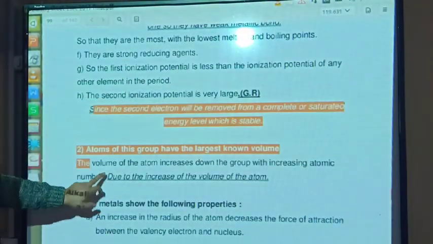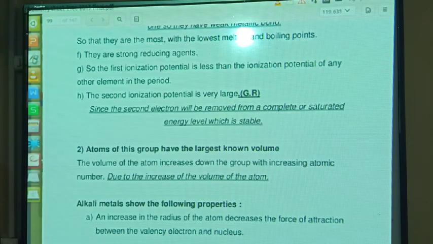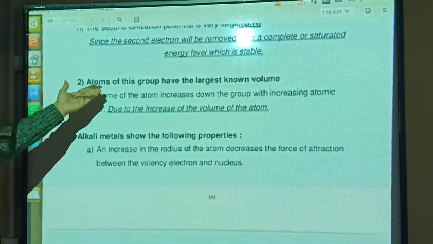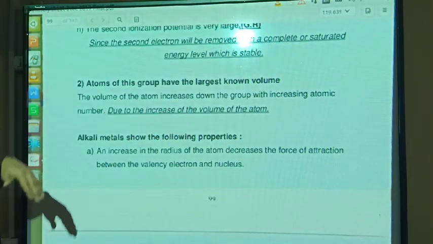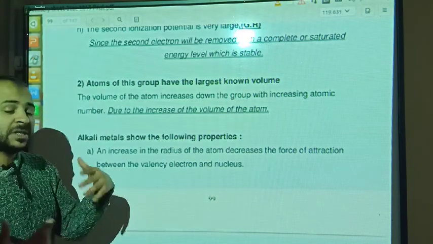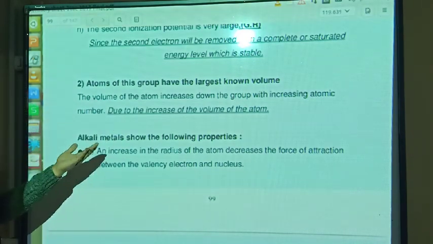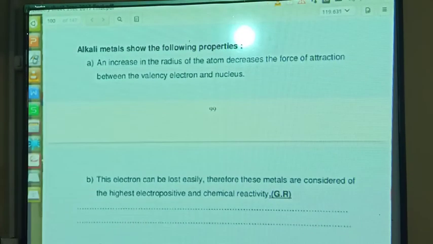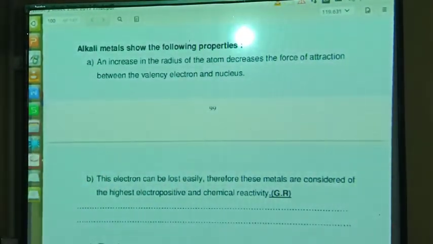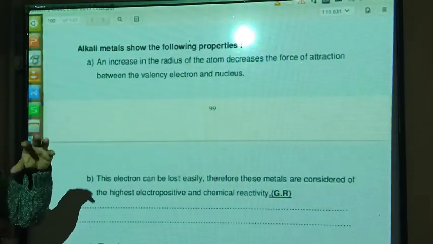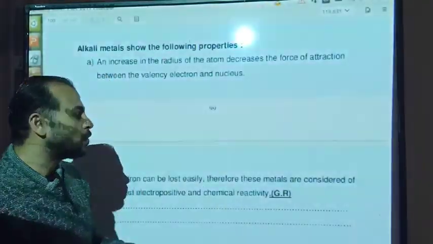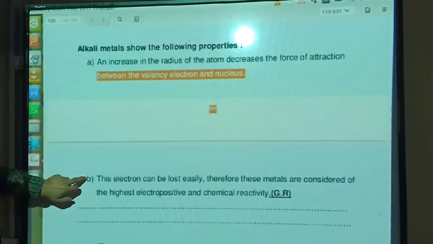Okay, atoms of this group have the largest known volume, and that causes the following. The atomic volume increases down the group, as we go from up to down. The volume increases, so the attraction force decreases. Alkali metals show the following properties. An increase in the radius of the atom decreases the force of attraction, as we said, and as we have studied. As the atomic size increases, the attraction force decreases. So it's easy to lose the electrons.